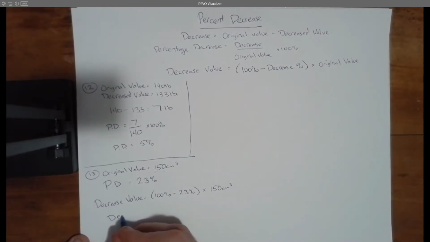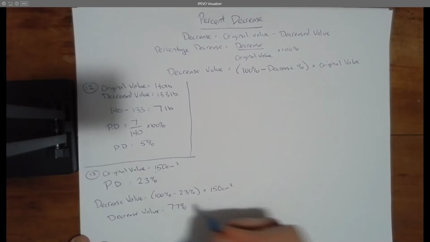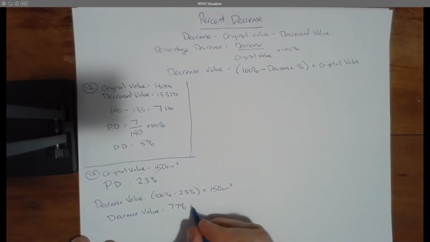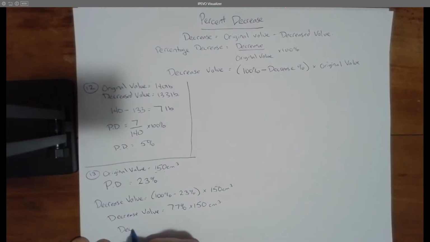So the decrease value equals 100% minus 23%, which leaves us with 77%. So if we have a 23% decrease, that means that there's only 77% left. I'm going to multiply that by 150. Now this percent we actually want as a decimal. So the decrease value actually is 0.77, remember, I'm dividing that by 100, times 150 centimeters cubed.